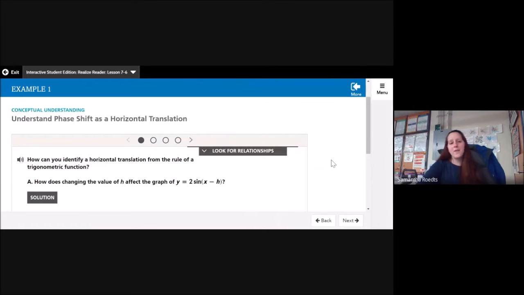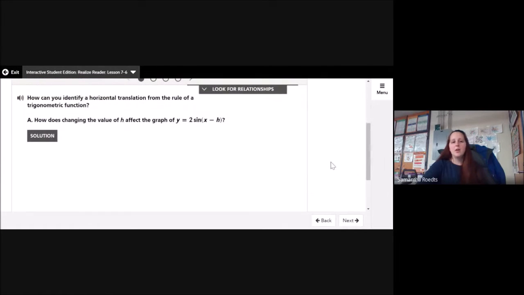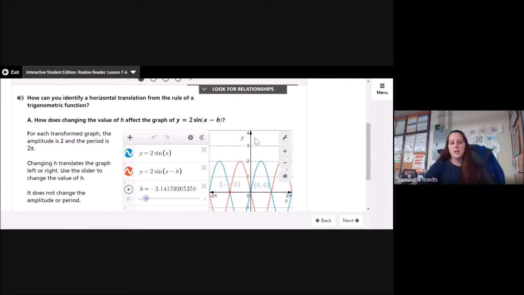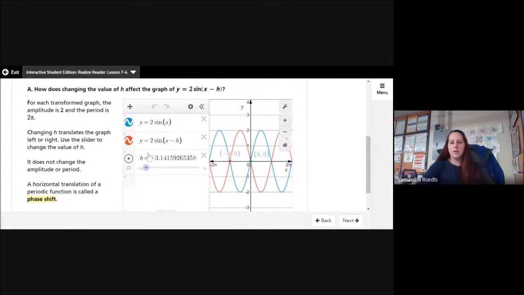Example 1, understand phase shift as a horizontal translation. How can you identify a horizontal translation from the rule of a trigonometric function? How does changing the value of h affect the graph of y equals 2 sine of x minus h? For each transformed graph, the amplitude is 2 and the period is 2 pi. Changing h translates the graph left or right. Use the sliders to change the value of h. It does not change the amplitude or period.